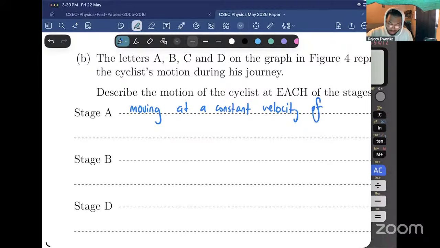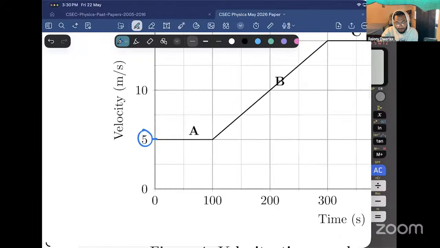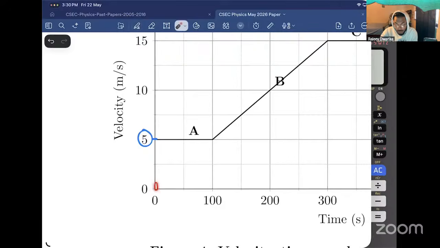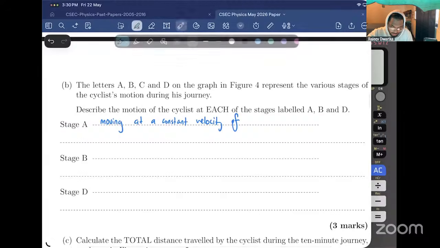They had to state what constant velocity. So for A, between 0 and 100 seconds, he's traveling at a constant velocity of 5. So he's moving at a constant velocity of 5 meters per second.